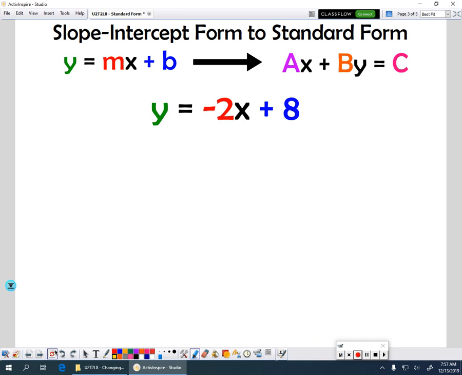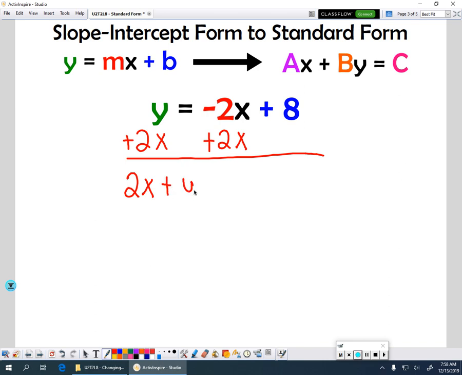If I keep that in mind, then figuring out how to move things is going to be a little bit easier. So again, I know that my x value has to come first. So this x value has to move this way and come first. If I want to move that, I'm going to add it on both sides, using all the properties that I know. So I get 2x plus y equals 8. And you can see this actually is in standard form now, because my x value comes first, my y value comes second, and my constant is all by itself on the right side of my equal sign.